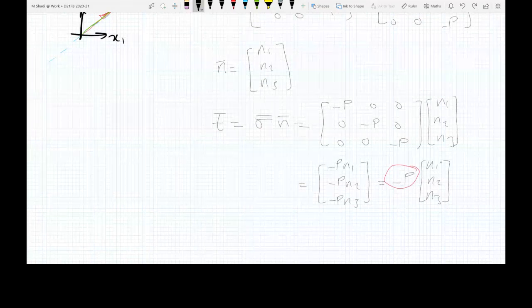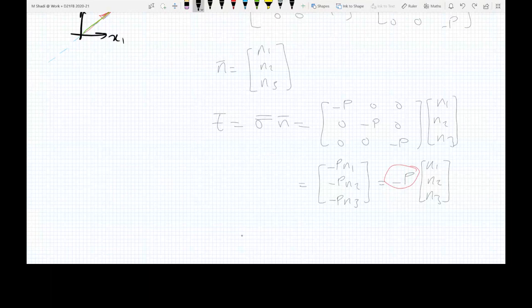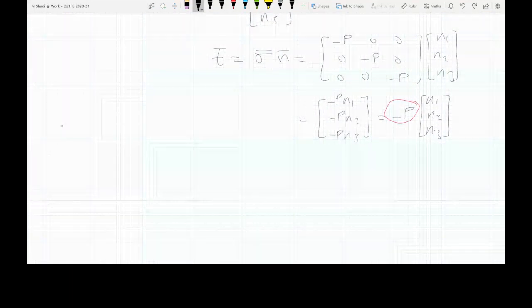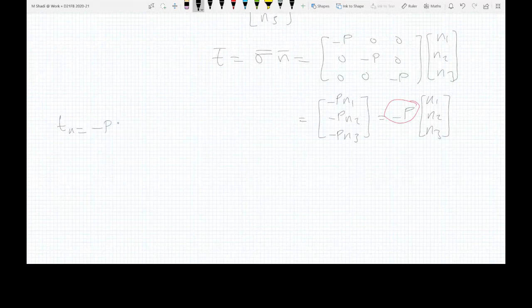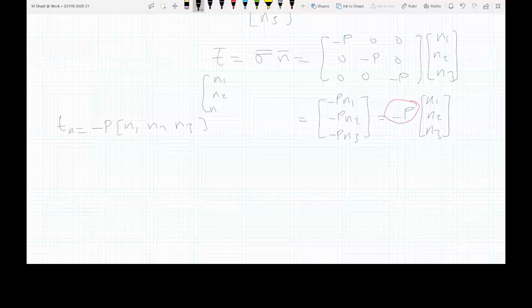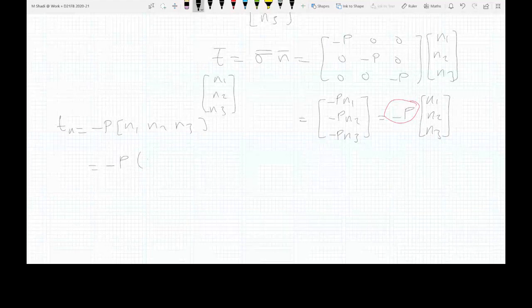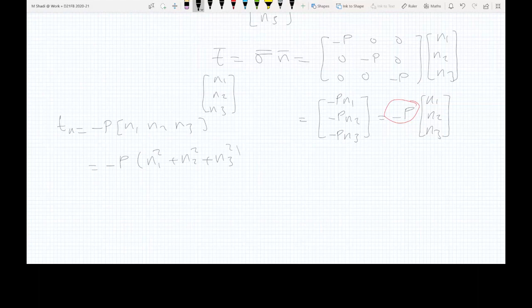So t is equal to minus p multiplied with n1, n2, and n3. This is the vector t. Now, if we want to find Tn, this is the normal component. We just multiply n1, n2, and n3 again with n1, n2, and n3. Now it is going to be minus p multiplied with n1 squared added to n2 squared added to n3 squared. All right, this is Tn.